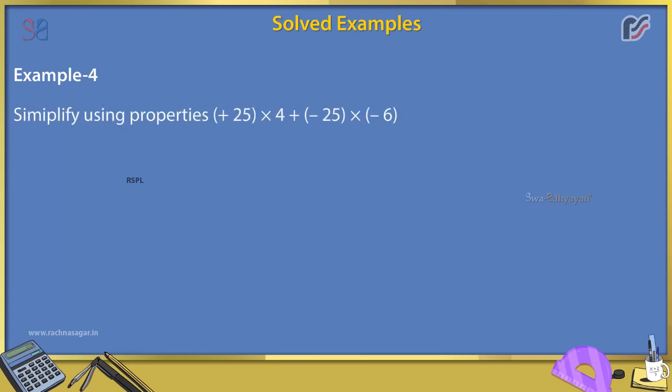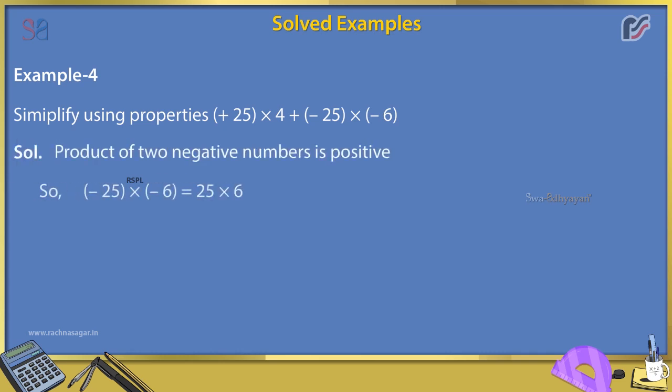Example 4. Simplify using properties. (+25) × 4 + (−25) × (−6). Solution. The product of two negative numbers is positive. So, (−25) × (−6) is equal to 25 × 6.